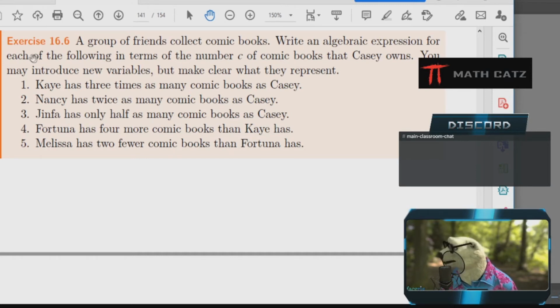Write that for each of the following in terms of the number C of comic books that Casey owns. So they were very nice in this case. They defined a variable for me. C is the number of comic books that Casey owns. Who is Casey? I don't know. I don't care. Doesn't matter. So I can skip step 1 because step 1 is done for me, and only in those cases can I skip step 1. You may introduce a new variable, but we're not going to need to do that, but make it clear what they represent.